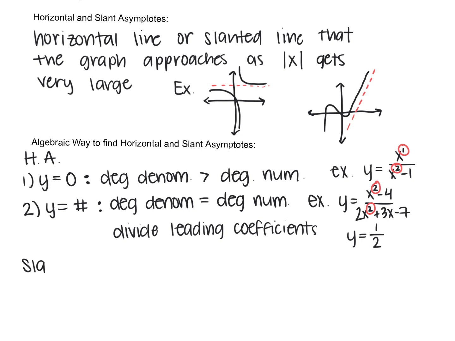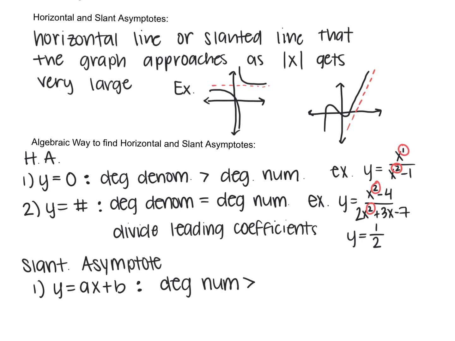And then for our slant asymptote, there's no really abbreviation. There is one way. It's always going to be y equals ax plus b. So it is a linear equation. And the only way you can get that linear equation is by performing long division. And the way I know you have a slant asymptote is if the degree of your numerator is greater than the degree of your denominator.